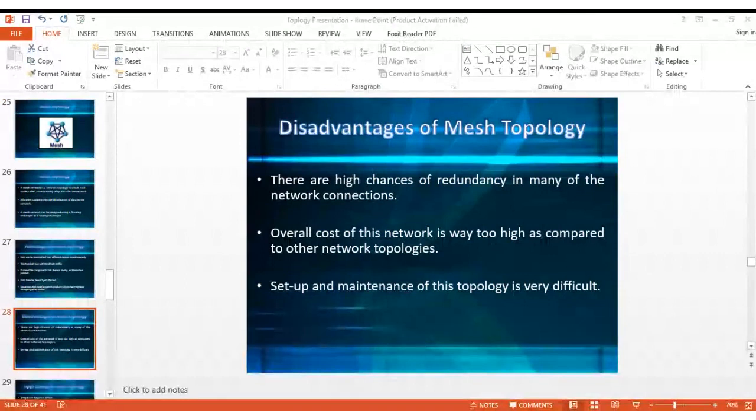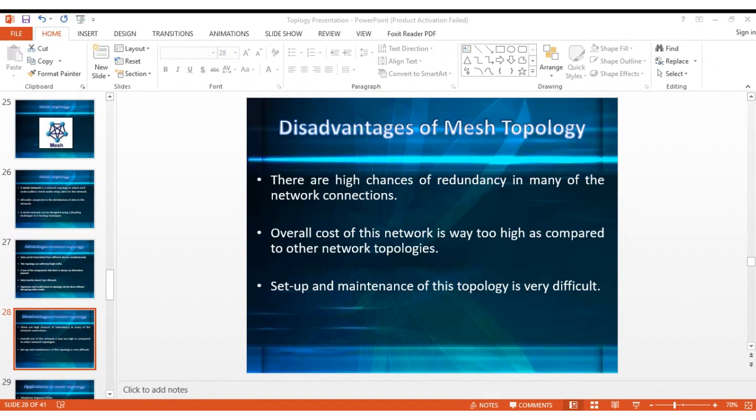So what are the disadvantages now of having this topology? It is expensive to implement. Still, it is difficult to configure this topology. You must have skilled personnel who have the knowledge to configure the devices. Remember, I said we must have a dedicated path for the traffic. So the setup and maintenance of this topology is very difficult. It's expensive to implement.